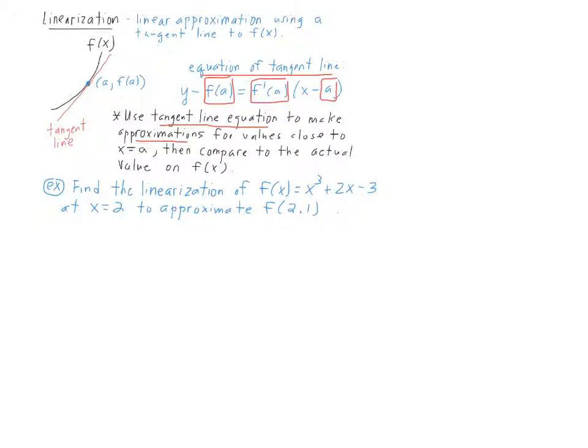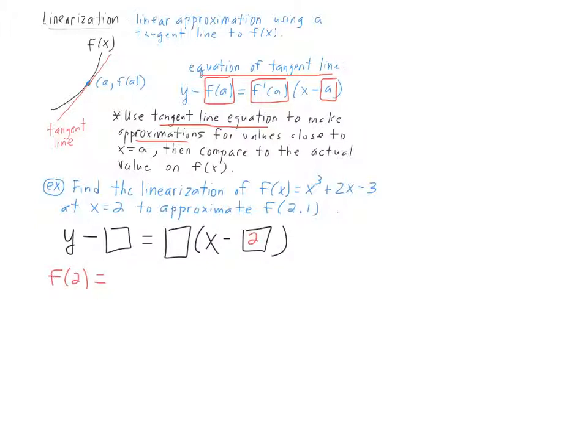Okay, so we wish to find the linearization of f of x, which equals x cubed plus 2x minus 3 at x equals 2. We want to use it to approximate f of 2.1. By the way, calculators will be allowed for this entire process. So we begin by finding the equation of our tangent line. So once again, this is where we're going to fill in the three boxes. Okay, we can start by plopping in our x value of interest, which is 2. Well, we need to find the y value that goes with it. So that means we need to find f of 2.